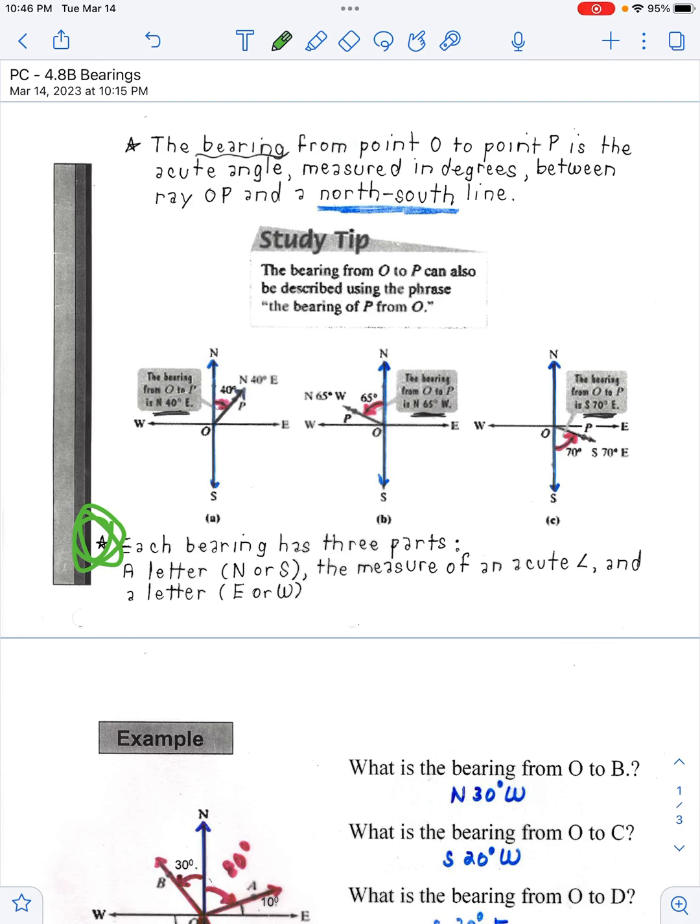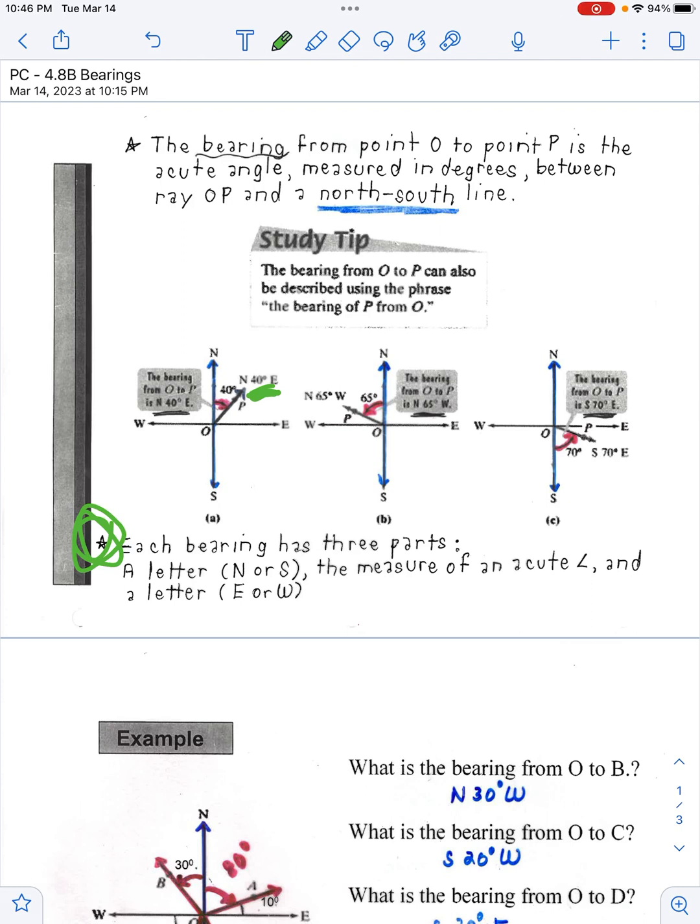So in the far left diagram, the ray OP goes up and to the right. The up is north, the right is east. You can see that right here. And the angle that's sandwiched in between north and east is 40 degrees because that's the angle formed between the ray OP and the north-south line.